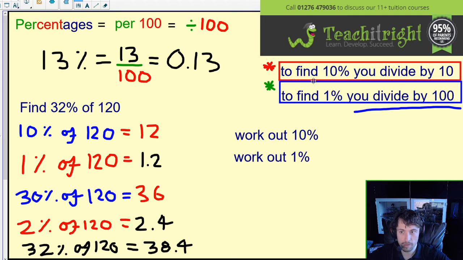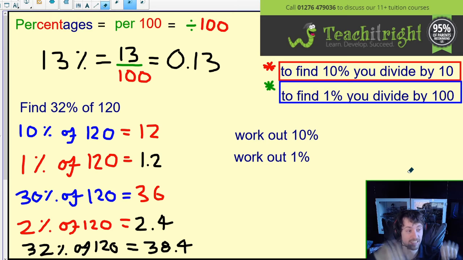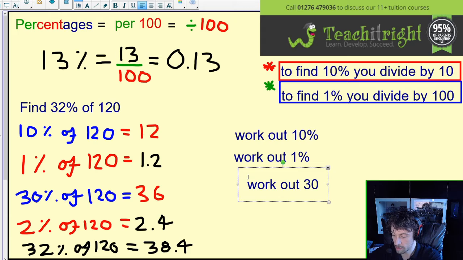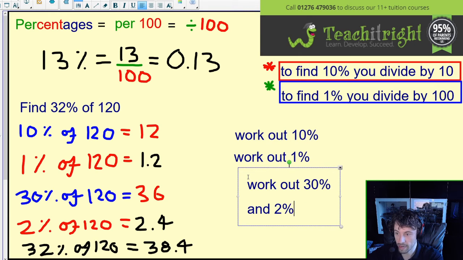And we know, again, either because we've just memorized that you divide by 10 and divide by 100, or if we need to, worst case, we can remind ourselves by writing it as a fraction and then doing what the fraction tells us, because we know how to do fractions of amounts. Then, multiply or divide to work out how many we need. So in this case, work out 30% and 2%. And then finally, add them.